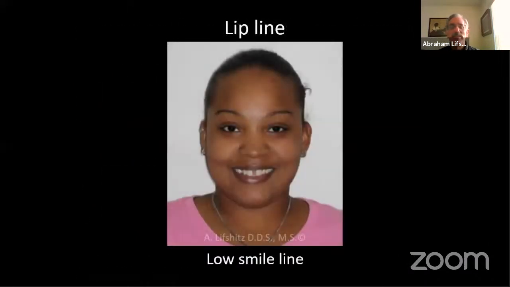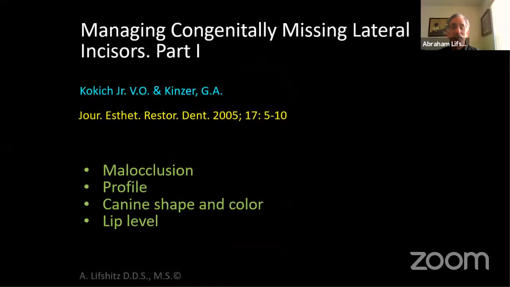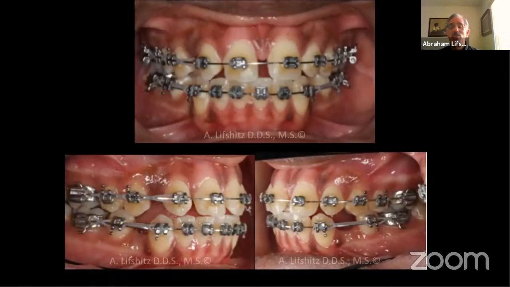What about lip level? Low smile line. Yes, she complies with a low smile line. So she complies with the 4 requirements. So that's exactly what we decided to do. We extracted the lower first premolars. We did reciprocal closure, and on her case we used a central incisor bracket. On the case, a central incisor bracket, and this is a central incisor bracket.